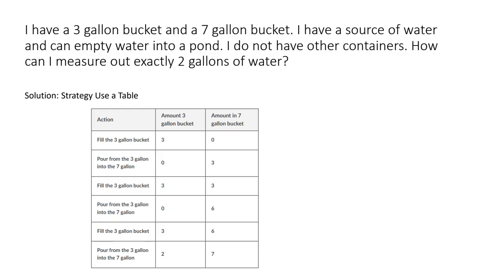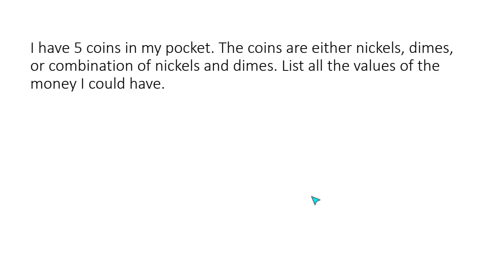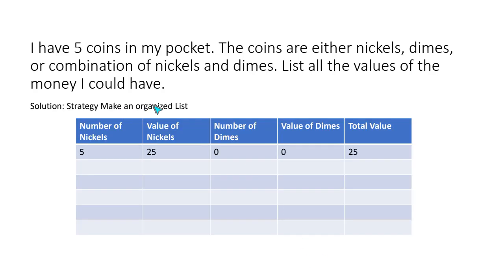Okay, this one, I have 5 coins in my pocket. The coins are either nickels or dimes, or a combination of nickels and dimes. List all the values of money that we could have. Okay, so we start guessing, like, okay, what if I had this many nickels and this many dimes? We would get our answer, but the strategy here is to make an organized list. That way you can keep track of what you already did.